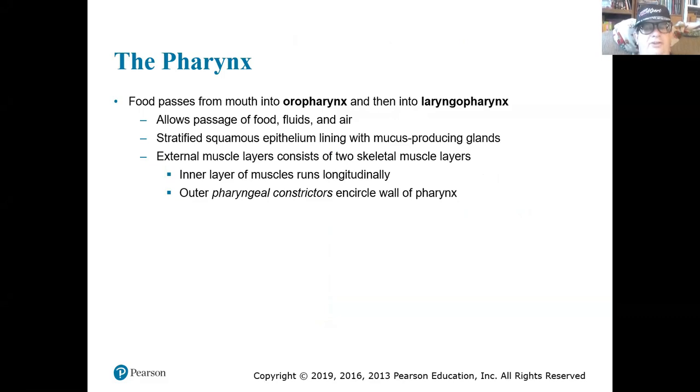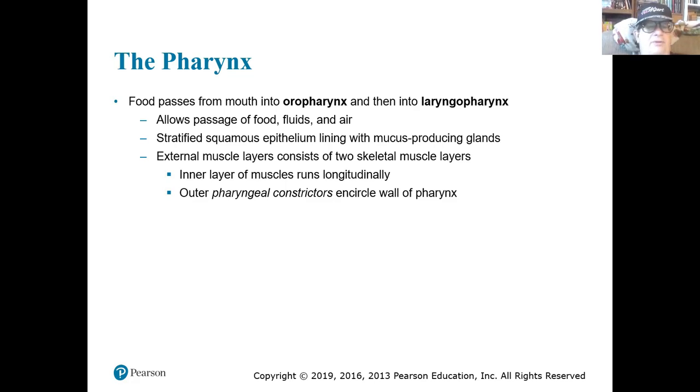The pharynx is the chamber that connects the nose, the mouth, and the larynx. The part in back of the nose is called the nasopharynx. The part in back of the mouth is the oropharynx. And the part in back of the larynx is the laryngopharynx. Anyway, this is an area that allows foods, fluids, and air through, and it routes them where they should go.